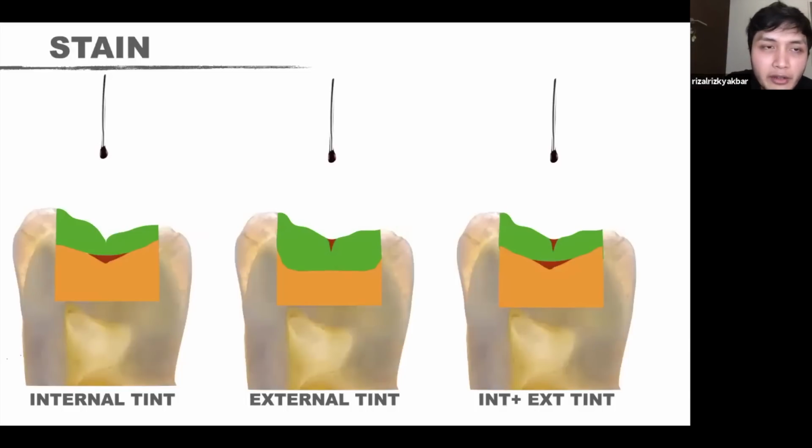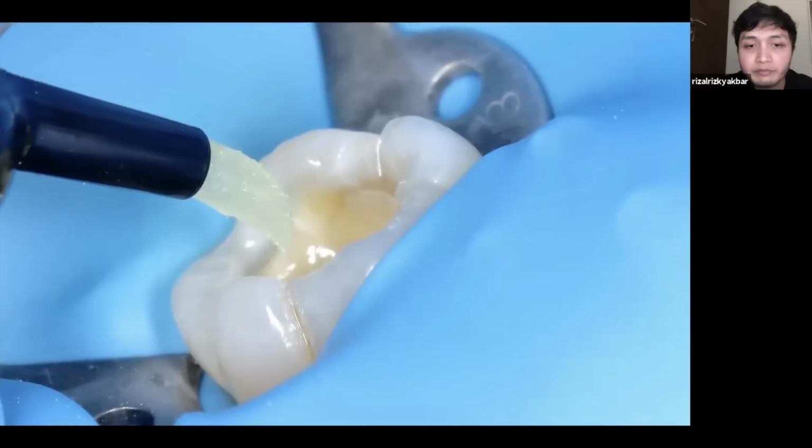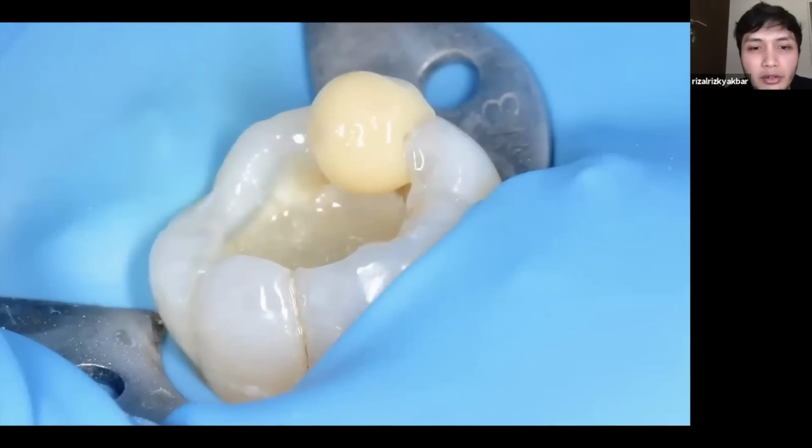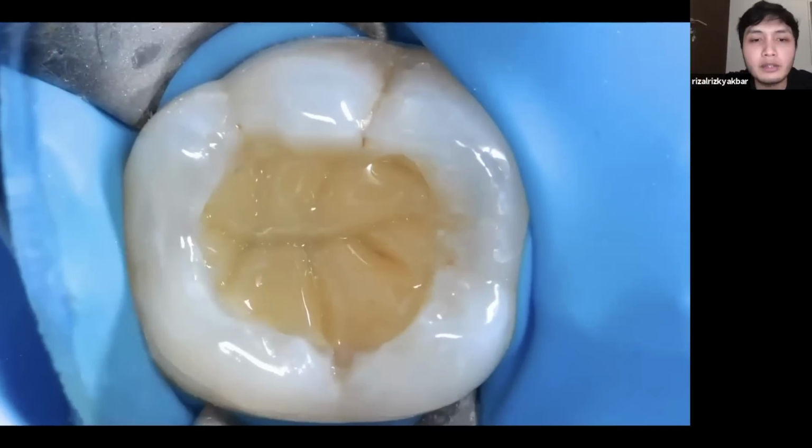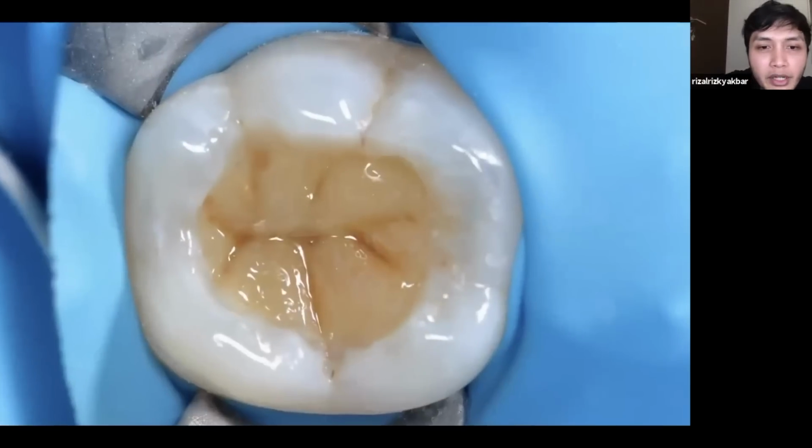There are three techniques of placing stain: internal stain, external stain, and mixed internal and external stain. But I think the most natural is the external stain, and it has a function to cover all the gaps. This is the example of internal stain.